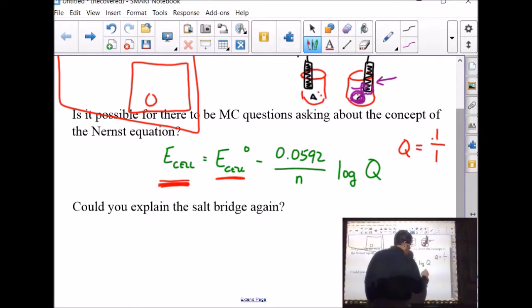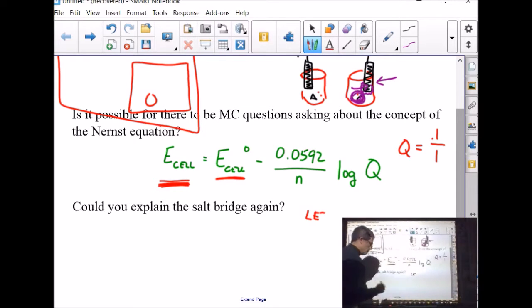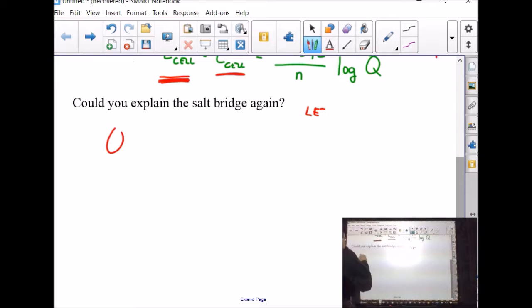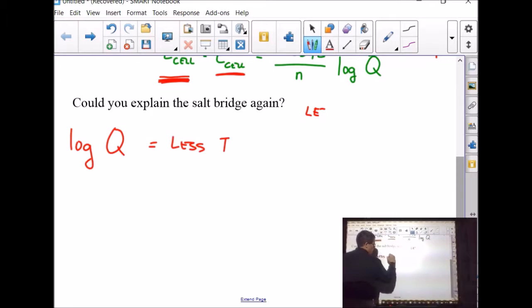If you have the log of a value less than 1, so let's write it over here. If my Q, actually log of Q, is less than 1, what kind of sign do you have? Do you have a positive or negative sign for that value? Negative. Good. So you have a negative sign.